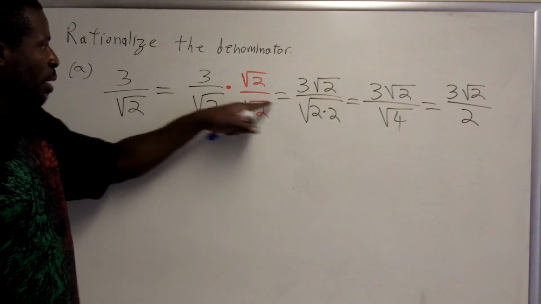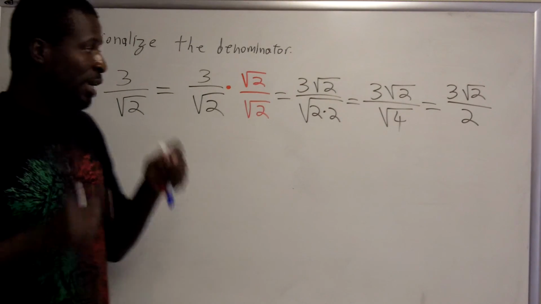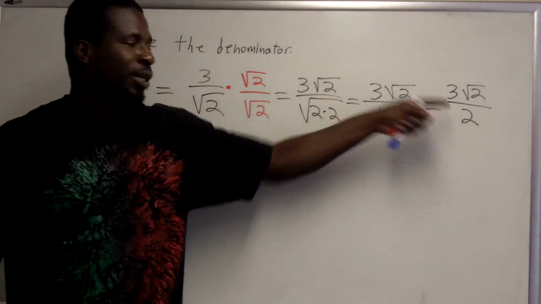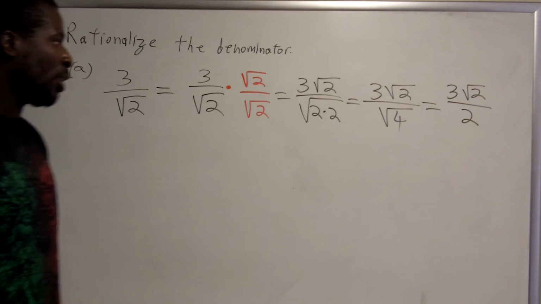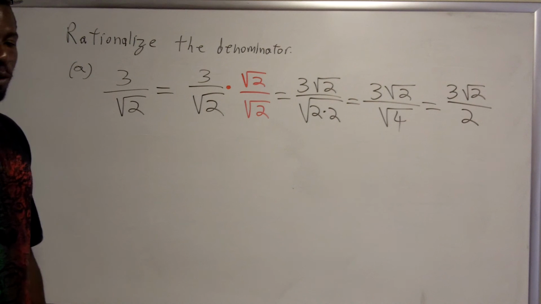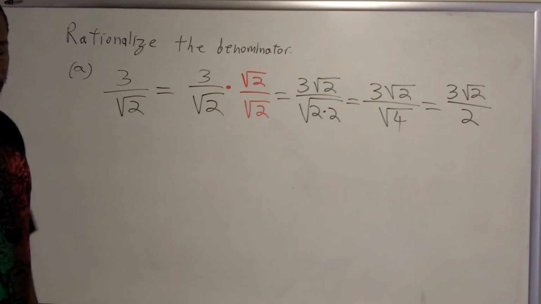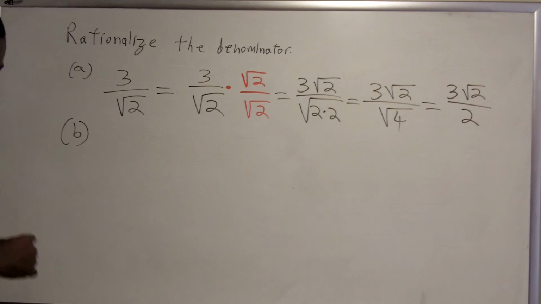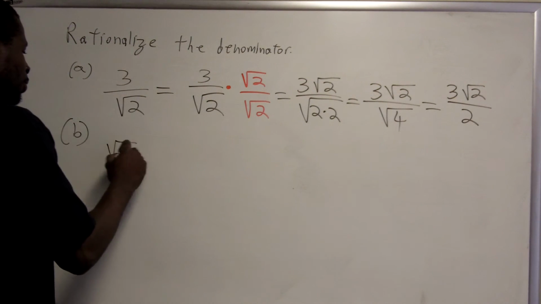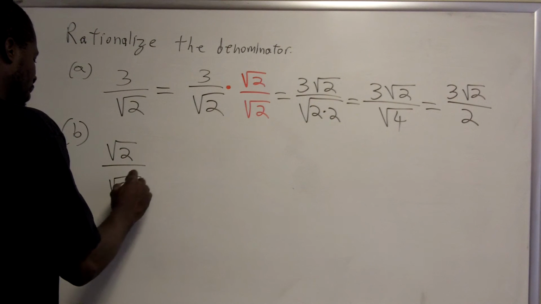They're the same number, hence the string of equal signs, but this one is a little bit better because the denominator of that fraction is a rational number. And it's always preferable to have denominators be rational. You don't want to have radicals in the denominator of your fractions. Let's do another one, part B. Let's try the square root of 2 over the square root of 27.